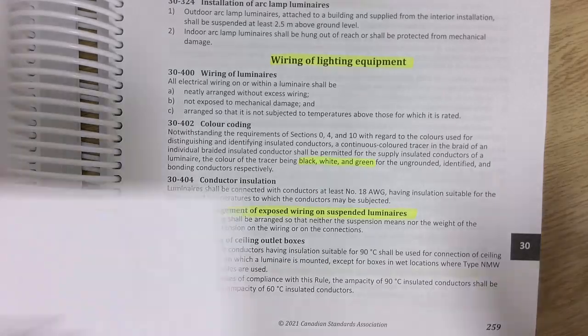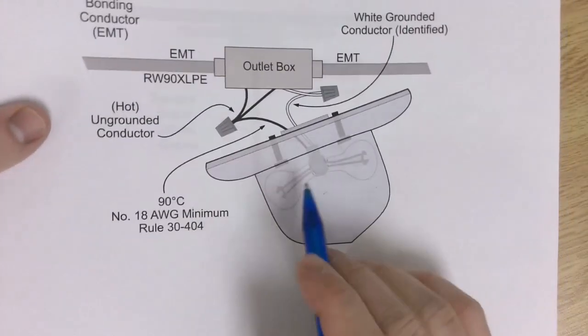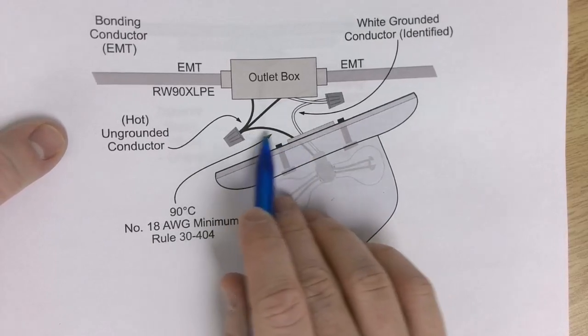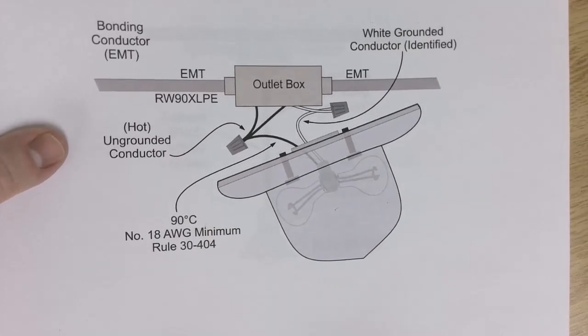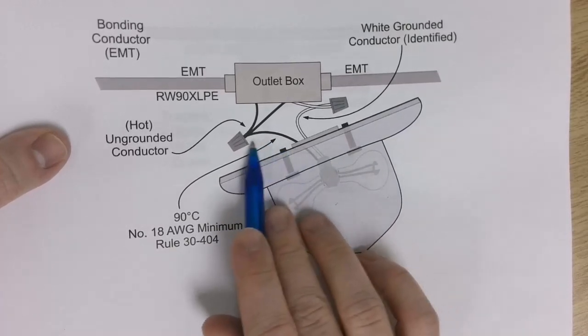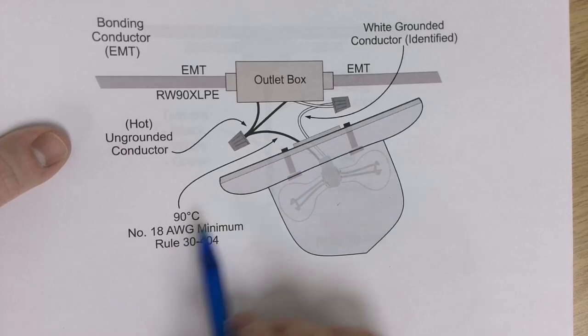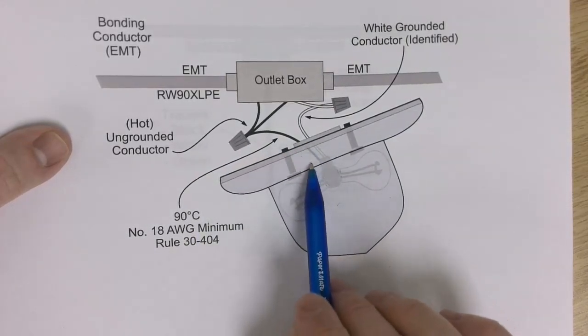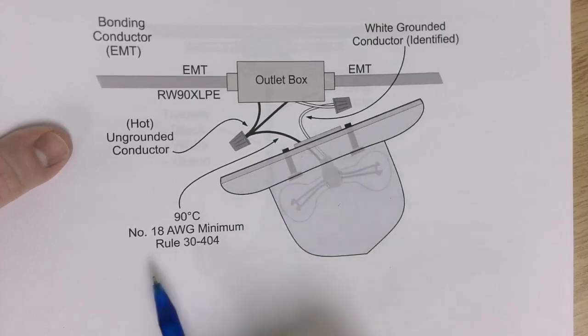So these wires are not going to handle the full ampacity of the circuit, so they shouldn't melt or burn up. They're rated for 90 degrees Celsius because they're going to be in very close contact with the luminaire.